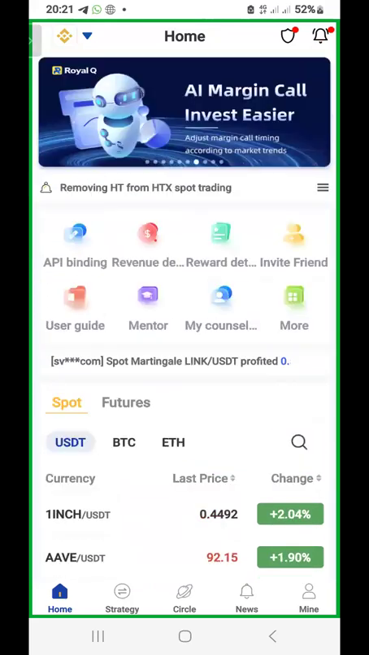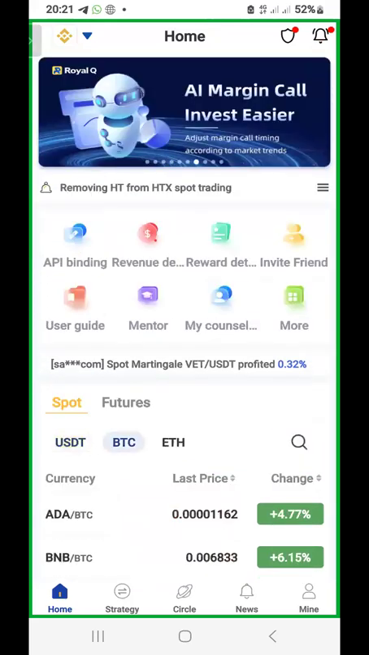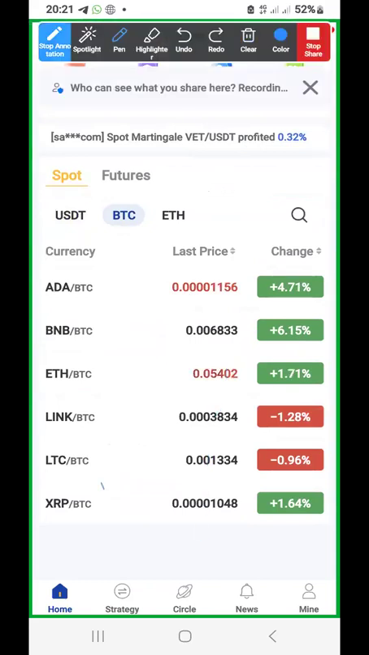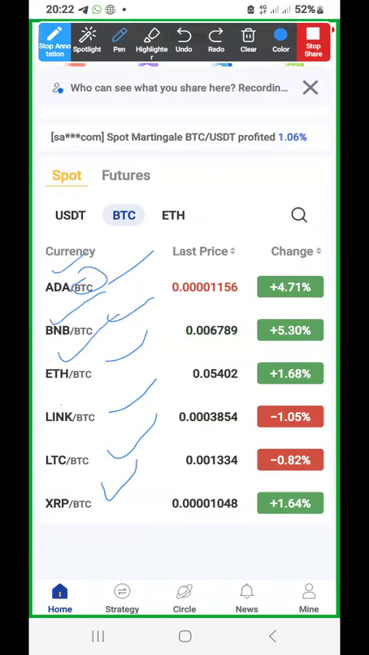You get that? However, in the BTC market, let's check it out. In the BTC market, how many coins do we have? We have only about six or seven. We have 1, 2, 3, 4, 5, 6, only 6. You see that? So you just need to have your BTC to trade Cardano, BNB, Ethereum, Link, Litecoin, and then XRP. There are only 6.